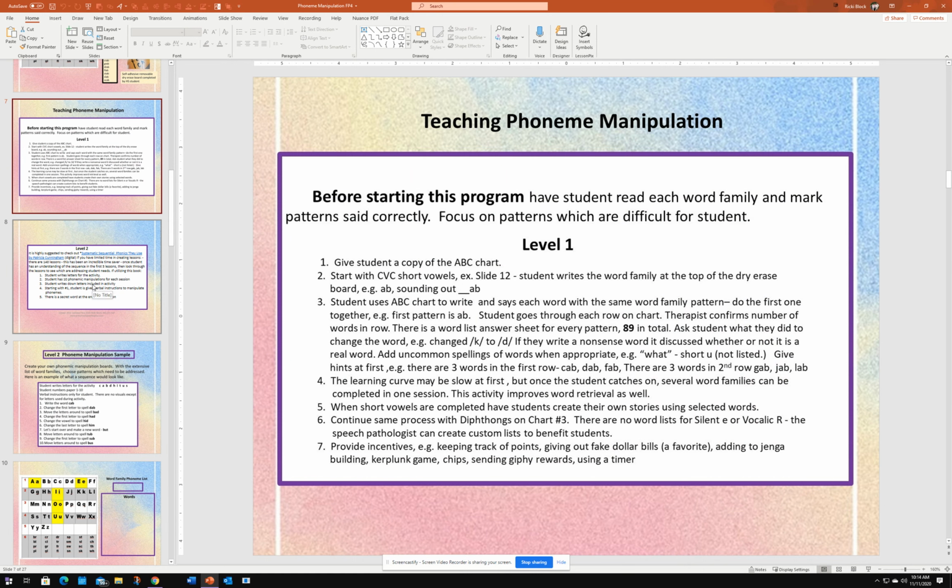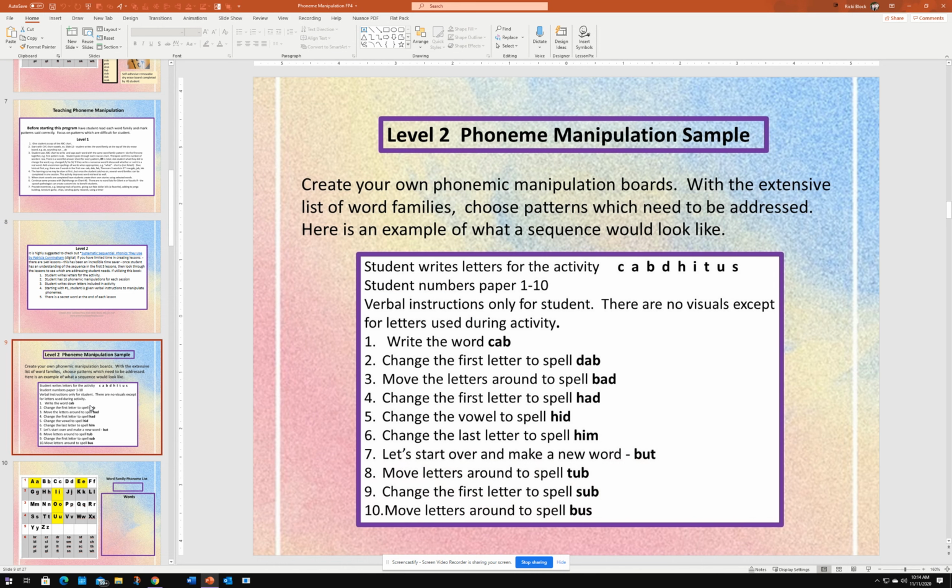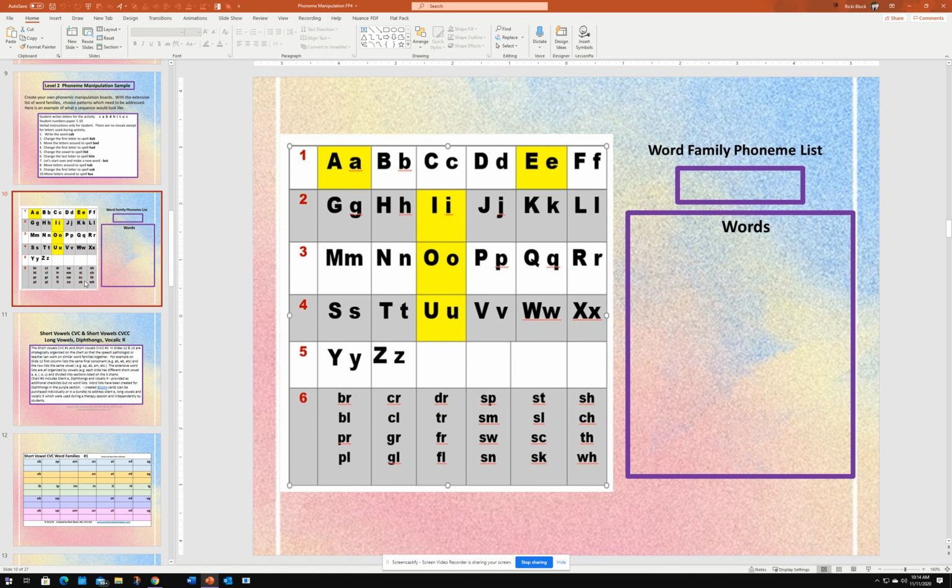Here's specific instructions on how to teach the manipulation. There's a level 1 and a level 2. Here's a chart that you can use. It's a blank chart that you can send to students. You can use it in person, or you can send it remotely. You can use it in Google Classroom.